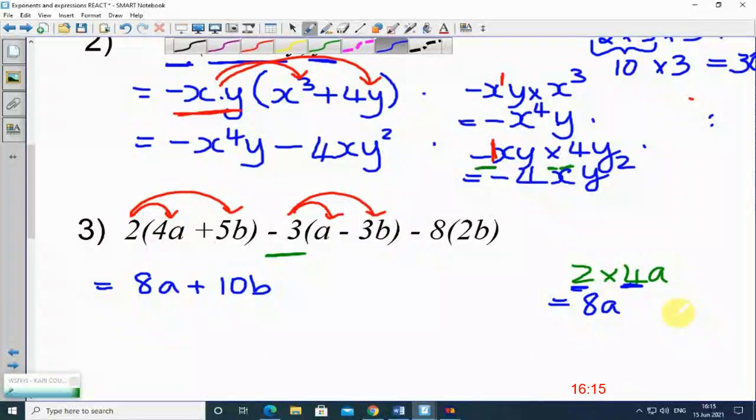And the same with the 2 times 5b. I'm going to multiply the numbers and keep the b. Okay, so we get 10b.